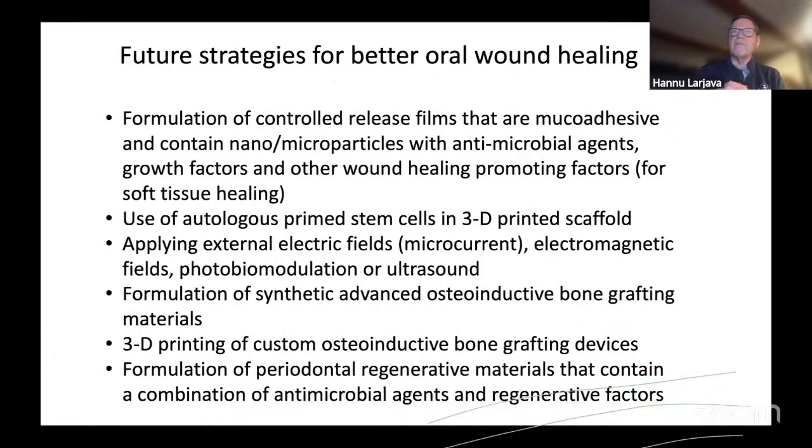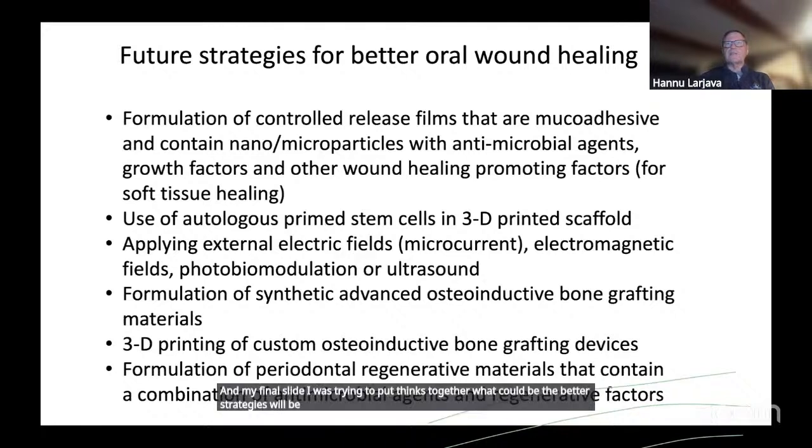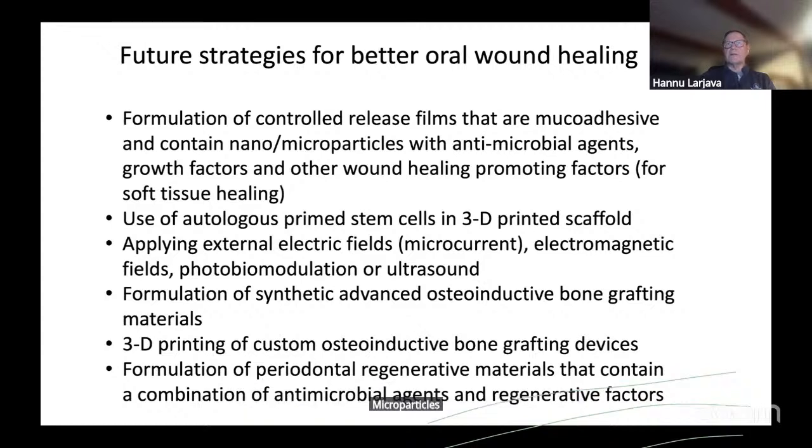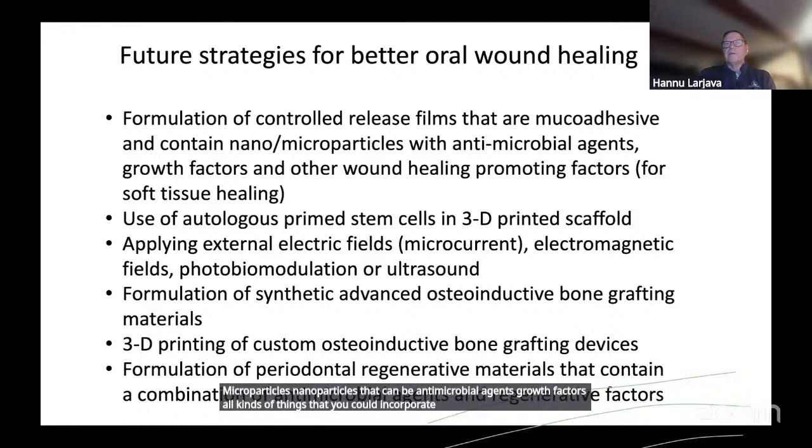And my final slide, I was trying to put things together. What could be the better strategies? It will be the formulation of controlled release films that are muco-adhesive, so they stick to the mucosa or gingiva, that can contain microparticles, nanoparticles that can be antimicrobial agents, growth factors, all kinds of things that you could incorporate that may change the wound healing outcomes for soft tissues.